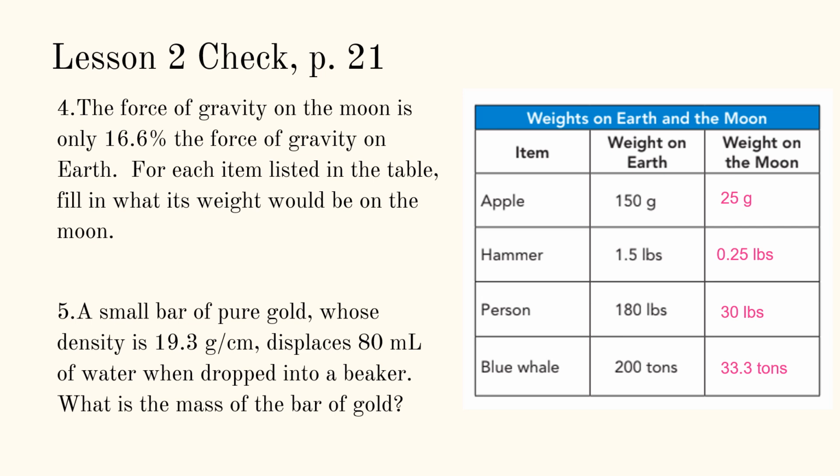So a small bar of pure gold, whose density is 19.3 grams per cubic centimeter, displaces 80 milliliters of water when dropped into a beaker. What is the mass of the bar of gold? It is 1,544 grams or 1.544 kilograms.